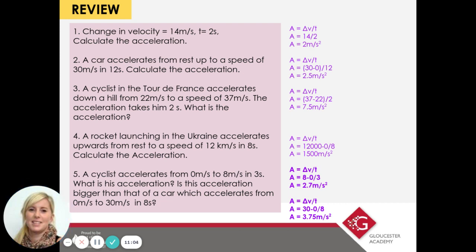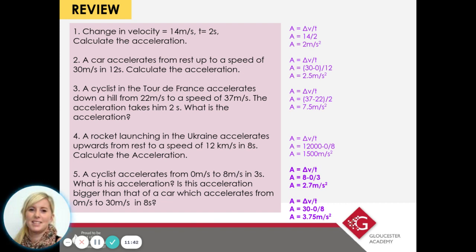Number 4, a rocket launching in the Ukraine accelerates upwards from rest to a speed of 12 kilometers per second in 8 seconds. Calculate the acceleration. So this one is designed to test you because it's got it in kilometers, and so we don't want that, okay? So what we should have then is the final velocity of 12,000. So all you do is you're adding 3 noughts to change it from kilometers to meters. So 12,000 minus 0 and then divided by the time of 8 seconds, and you should then get an answer of 1,500 meters per second squared.